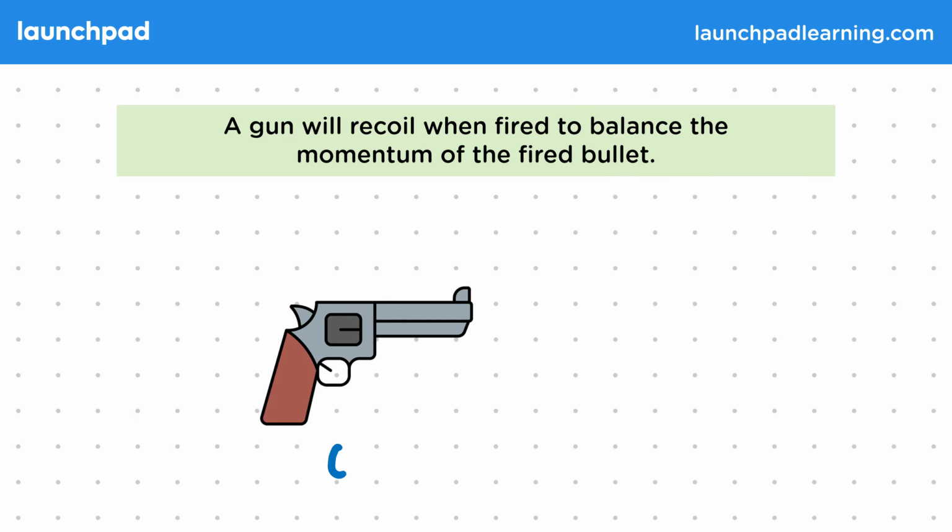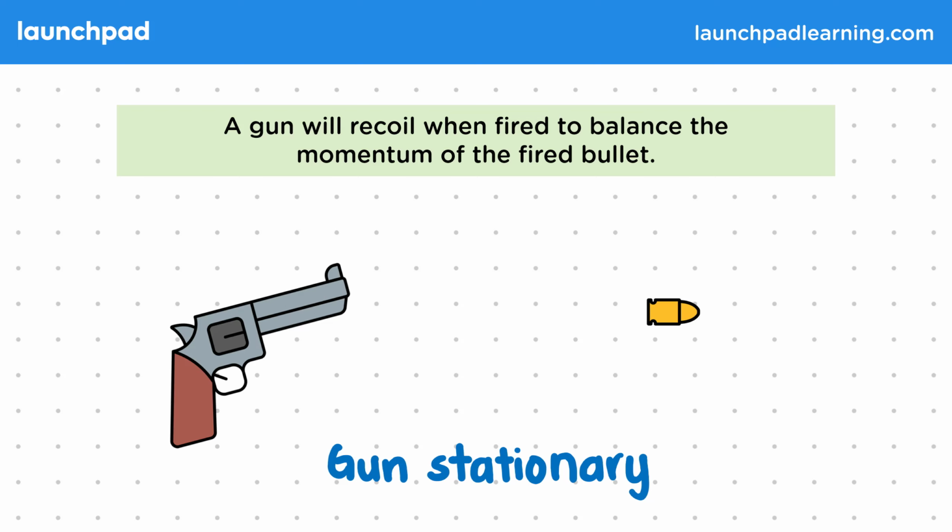So here we have a gun, which is initially held stationary. When the gun is fired, the bullet inside is hit by a hammer, causing the chemicals in the gunpowder to react and explode. We'll call this an explosion in the physical sense, as it creates a force that pushes objects away from a point. This explosion causes the bullet to fly out of the gun at speed. It has a large amount of momentum, which we'll call P.